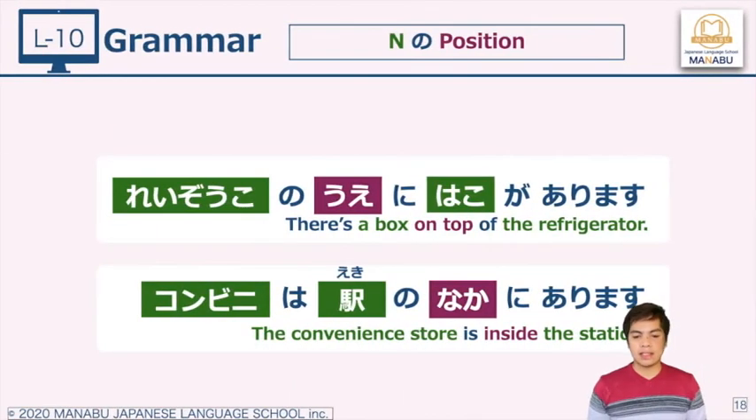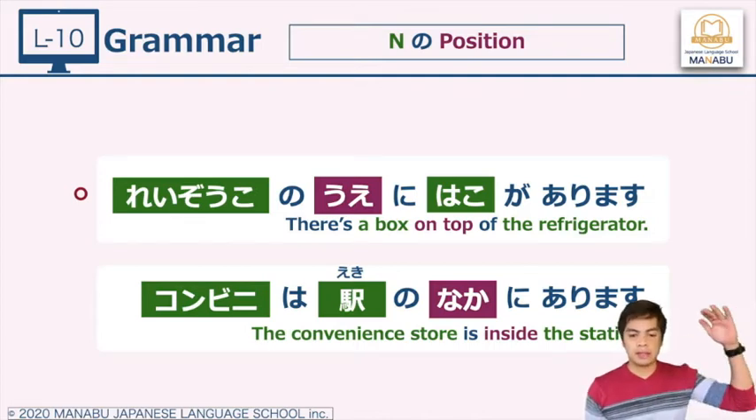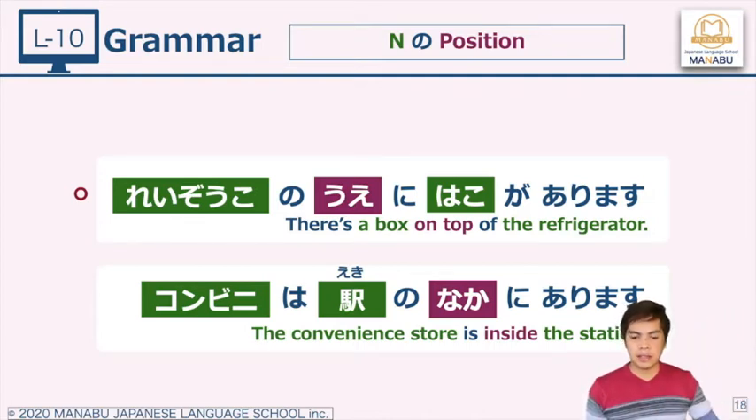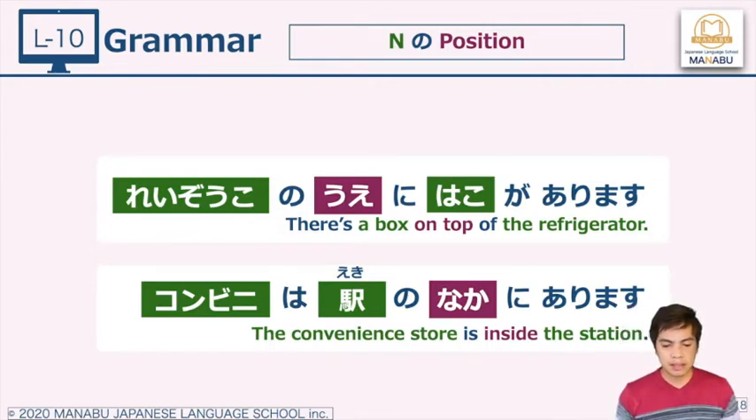Now let's look at the examples. Reizoko no ue ni. Reizoko means refrigerator. No ue, on top of the refrigerator, then the particle ni. So now this is our place of existence, the reizoko no ue. Then we attach the particle ni. Hako ga arimasu. There is a box.